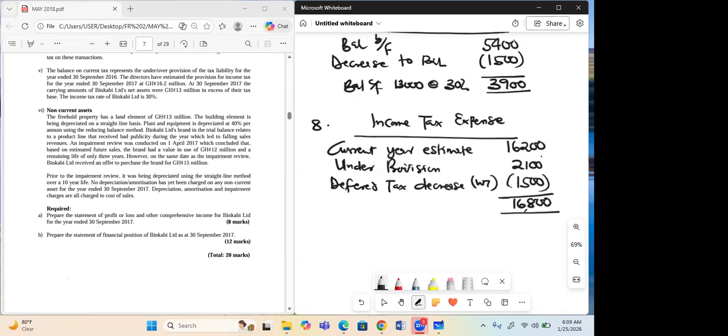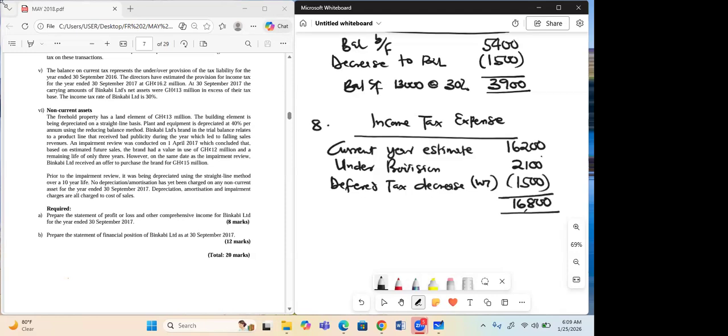So if you are there, let's move on. So that is that. Non-current assets. The freehold property has a land element of 13 million. The building element is being depreciated on a straight line basis. And plant and equipment is depreciated at 40% per annum using the reducing balance method.